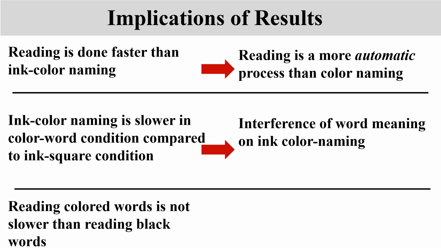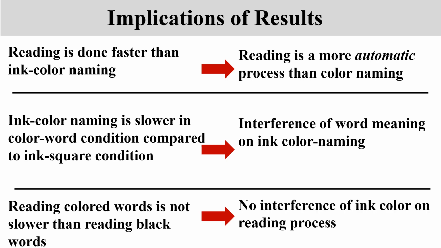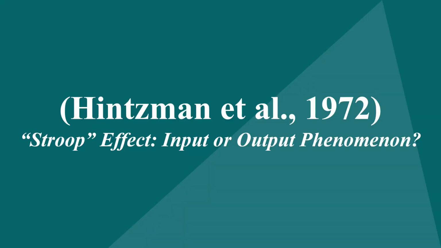And they also found that reading colored words is not slower than reading black words because there's no interference of ink color on the reading process. So reading is such an automatic process that the ink color would not get in the way of reading. So they found no difference there. That was a quick overview of the Stroop paper.